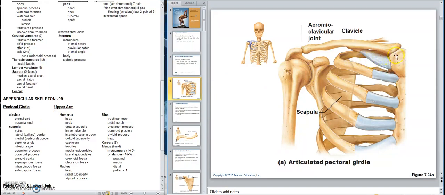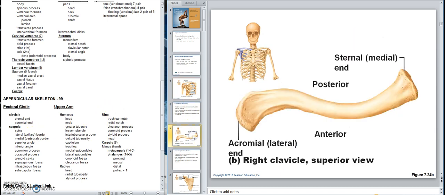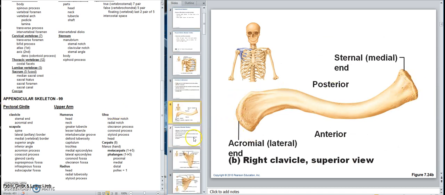You have the sternum. You have a sternal end and an acromial end. The acromial end attaches to the acromial process of the scapula. So here's the clavicle here. Here's the sternum right there. Here's the clavicle. Sternal end, acromial end. Okay. Here's the scapula. Let's go next to it, and I'll show you one more of this. Sternal end, acromial end. Again, you can look at these yourself.